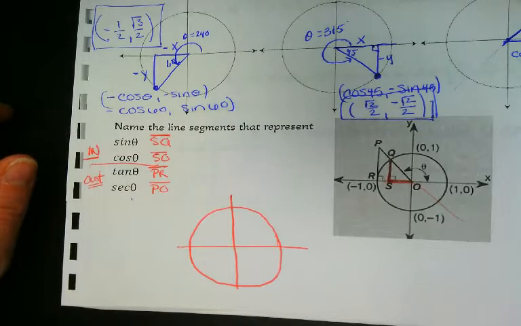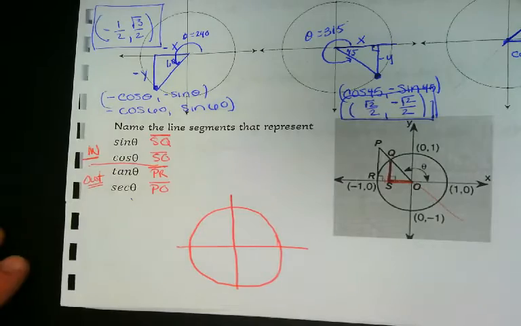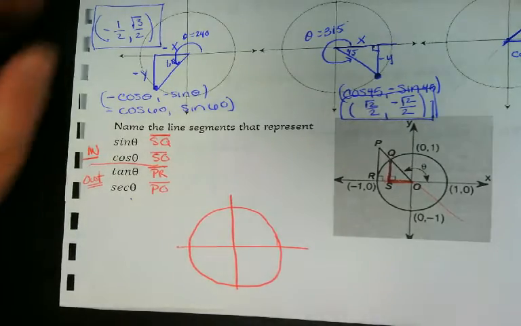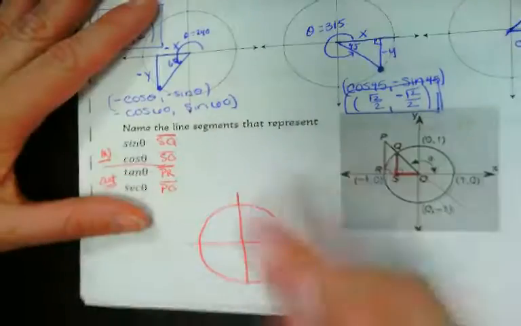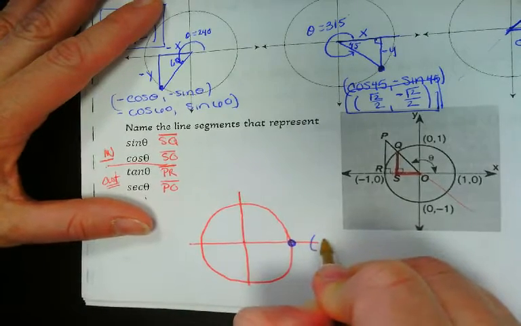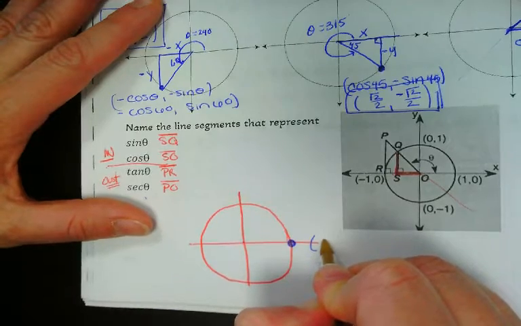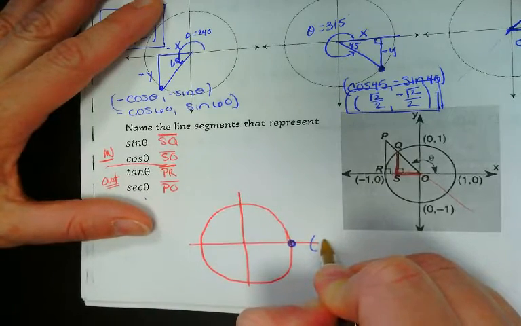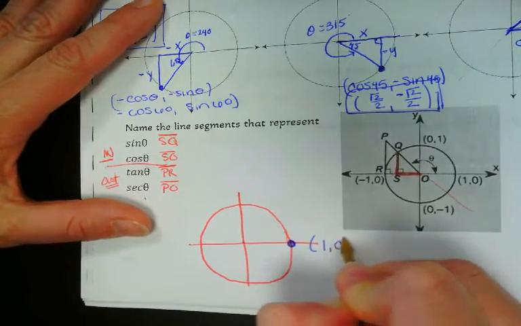We have to understand unit means 1. When they tell us it's a unit circle, it means it's 1 away. So now you actually know 4 more values here. If this is the origin and this is the unit circle, what are the coordinates of this point? Is it 0, 1 or 1, 0? 1, 0. I went over 1 and up 0.